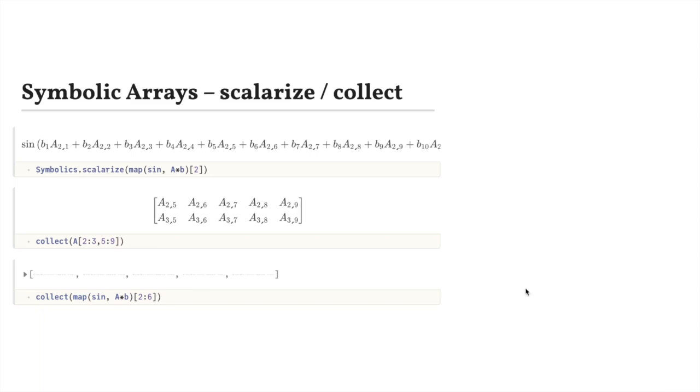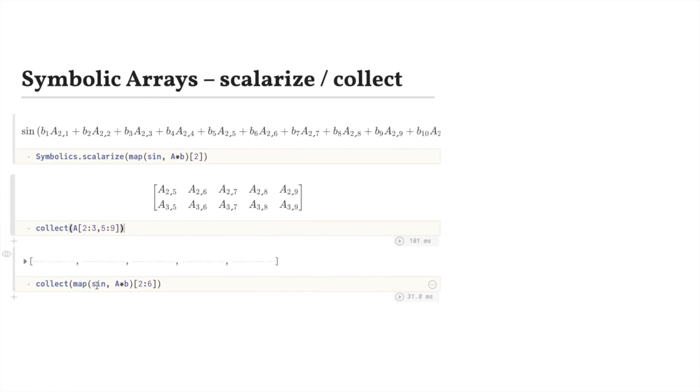While scalarize works on a single scalar expression, collect on an array calls scalarize on each element and returns an array of expressions. Here we collect a slice of the matrix A and get back a matrix of expressions. Here, we are collecting a bunch of expressions from the previous expression we were looking at.